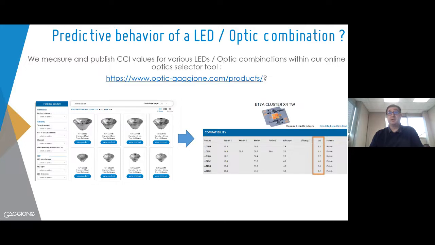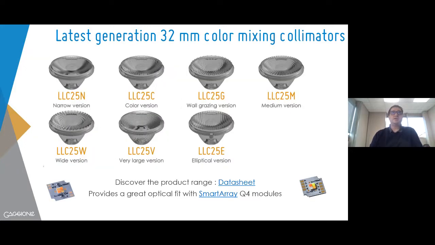So what are these LLC25, whatever you don't know about? These are our latest generation of 32mm color mixing collimators. They come in various light distributions. And as I was telling you, we are quite specialized in narrow beams and color mixing. So we usually release a bunch of narrow versions of the collimators.